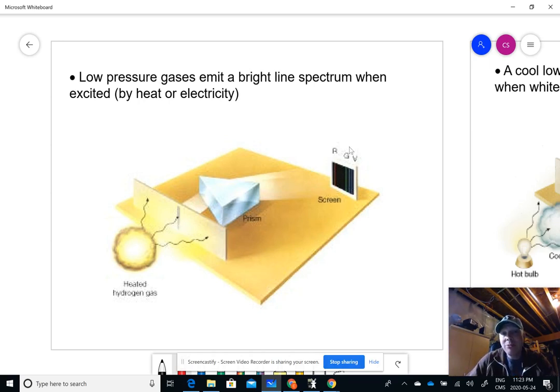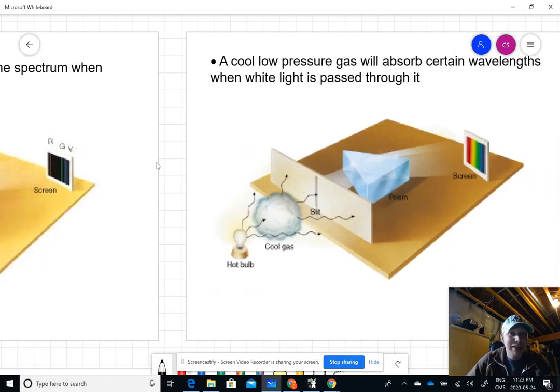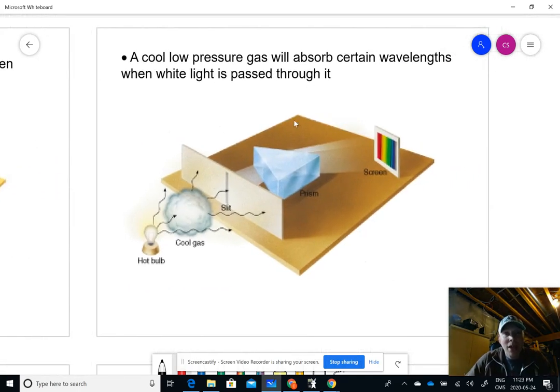Okay, this is what we call a bright line spectrum. Okay, or an emission spectrum, because light is being emitted from the electrons. Okay, a bright line spectrum or an emission spectrum. You used to have to memorize this, right? Then there's the other one that we have, which is a cool gas.